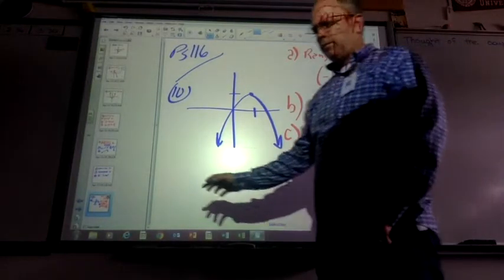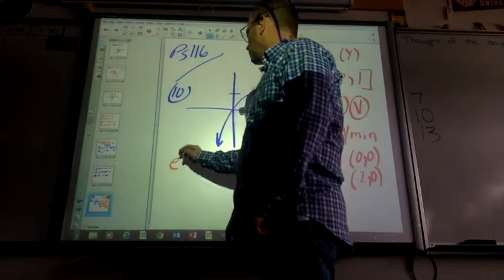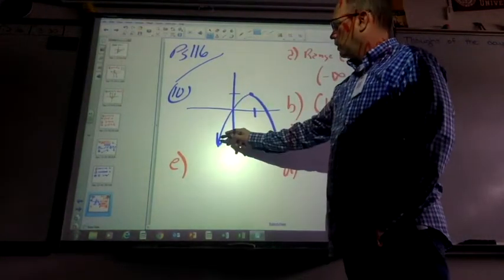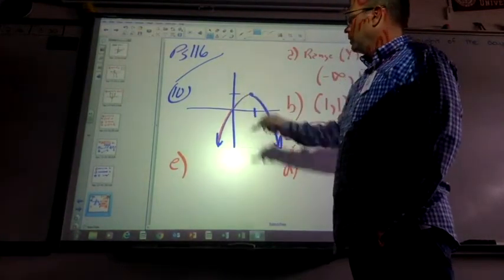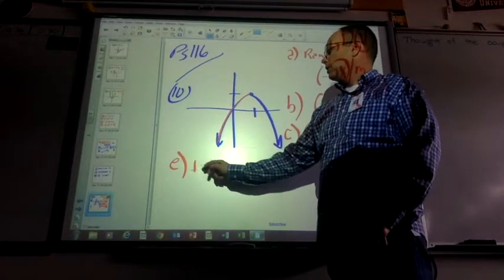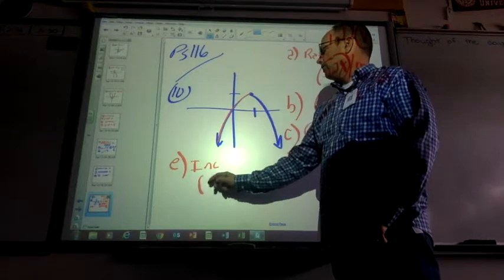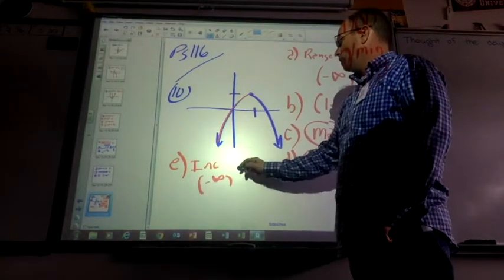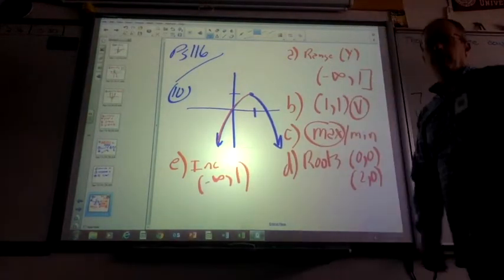Letter E says what? The intervals of x where f of x is increasing. Okay, this is where it's increasing. So it's increasing on that red, from negative infinity up till I get to 1 is where we're increasing.